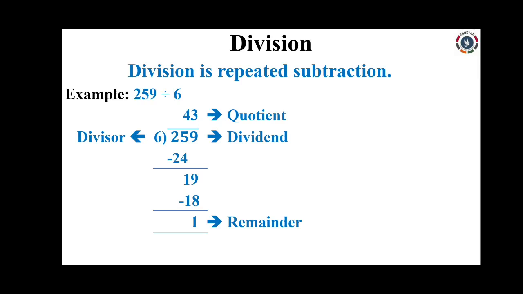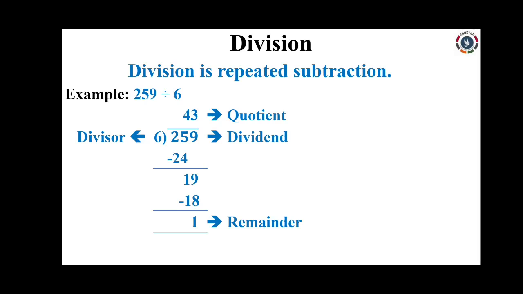Can 25 be divided by 6? Yes. 4 sixes are 24. So write 4 in the quotient. Write 24 under the dividend. 25 minus 24 is equal to 1. Now bring down 9 next to 1.